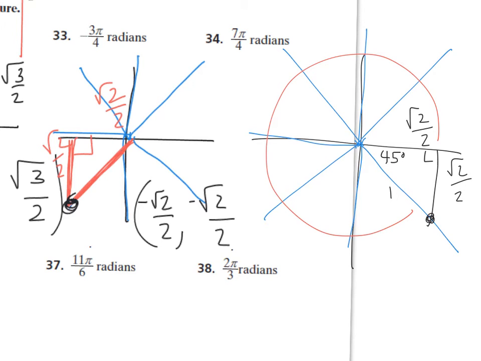So in the fourth quadrant, your cosine is going to be positive. So it's going to be root 2 over 2. And your sine, you're going to drop down, is going to be negative root 2 over 2. If you want to, you can always convert 7 pi over 4 to degrees, if that helps you.